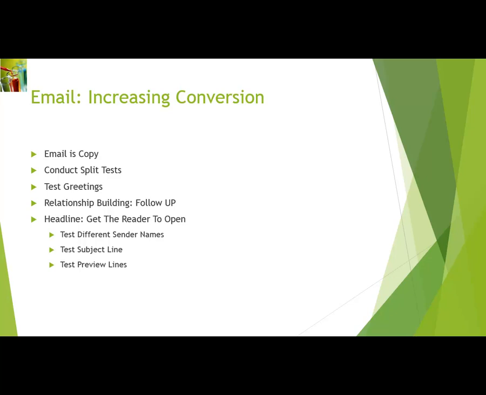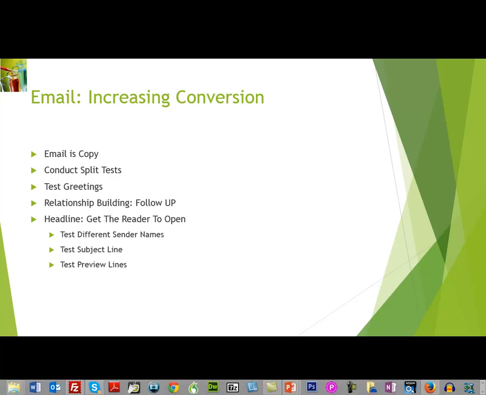Right? So for your headlines, test different sender names. If you're going to use personalization, test a different subject line. Test preview lines. Now, what you'll need to do, of course, is use the split testing feature inside of Aweber or whatever autoresponder you're using. Now, notice that I said test preview lines. You might wonder, what exactly is that? What is meant by a preview line? Well, let's take a look once again inside of Aweber.